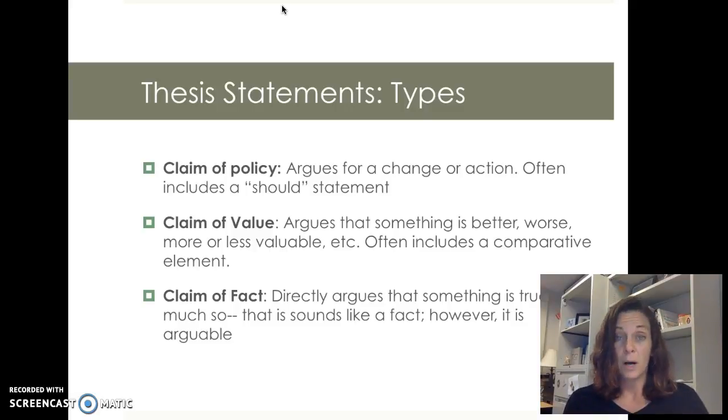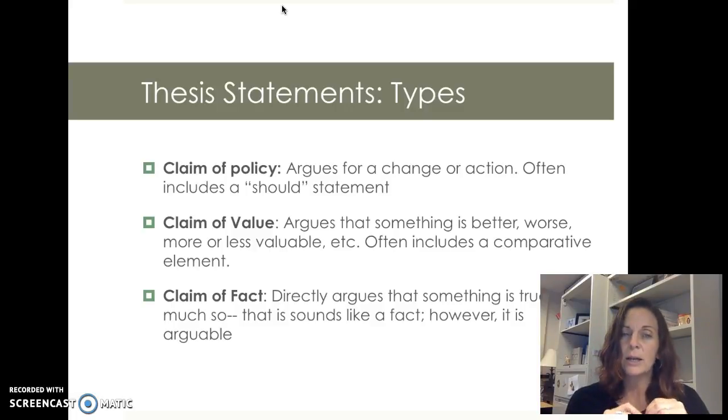One called a claim of policy. And this normally has a should statement, like CSM should offer more hours for the library to be open or something like that. So a should statement. A claim of value, when you argue something comparatively, something is better or worse or more efficient or less efficient or more valuable or less important than something else. And then thirdly is a claim of fact.